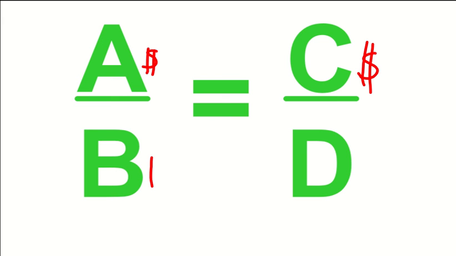So if it's money per pound, money over pounds, money over pounds. That's the part that matters. How you set up the one side, it can be mixed up a little bit.